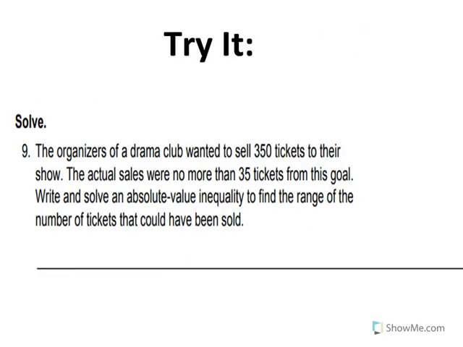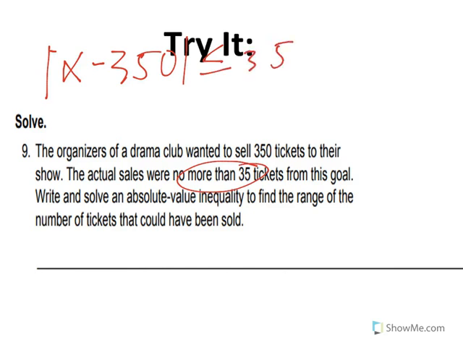Okay, so this is number 9, a real world problem. The organizer of a drama club wanted to sell 350 tickets to their show. The actual sales were no more than 35 tickets from this goal. Write and solve an absolute value inequality to find the range of the number of tickets that could have been sold. So x is the number of tickets minus 350, that's their goal. And they said it could be no more than, so it could be less than or equal to 35.